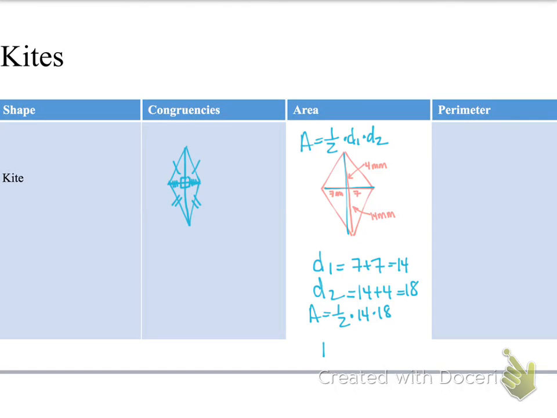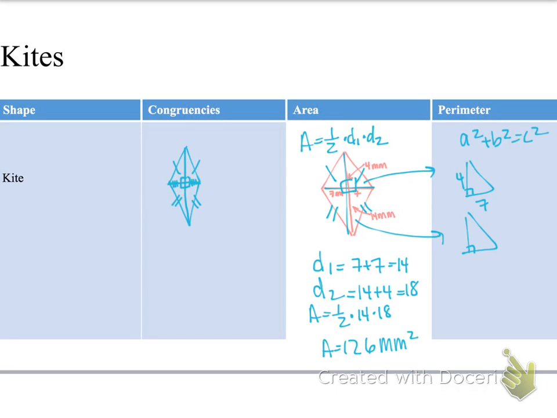And I get 126 millimeters squared. Okay, just like rhombuses, you might have to use Pythagorean theorem to find your outside piece again, because I make 4 right angles. The problem with this is I have 2 the same on the top and I have 2 the same on the bottom. So I actually have to work 2 triangles. So if I pull my little one out, I've got 4 and 7. If I pull my big one out, I've got 14 and 7.